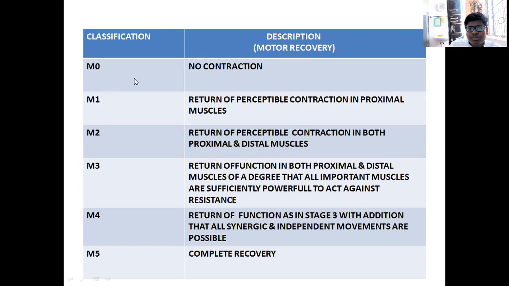This is the description of motor recovery. M0 is no contraction. M1 is return of perceptible contraction in proximal muscles. M2 is return of perceptible contraction of both proximal and distal muscles. In M3, muscles are sufficiently powerful to act against resistance. Then M4 is a return of motion as in stage 3, but synergistic and independent movements are possible. Then M5 is complete recovery.